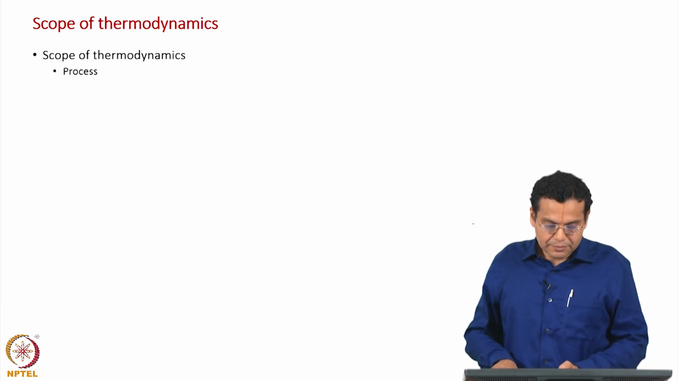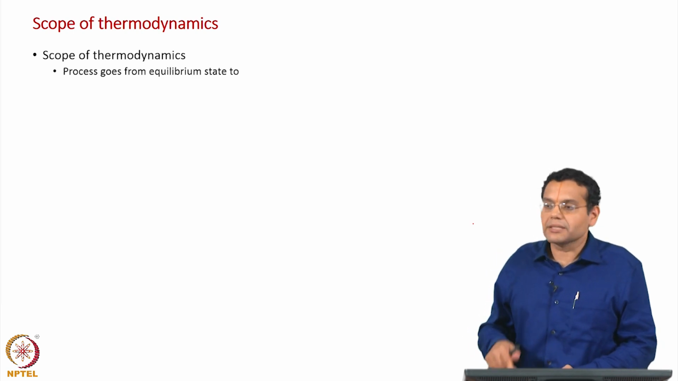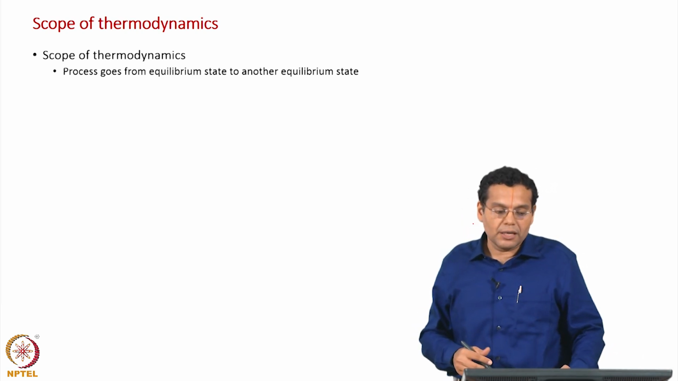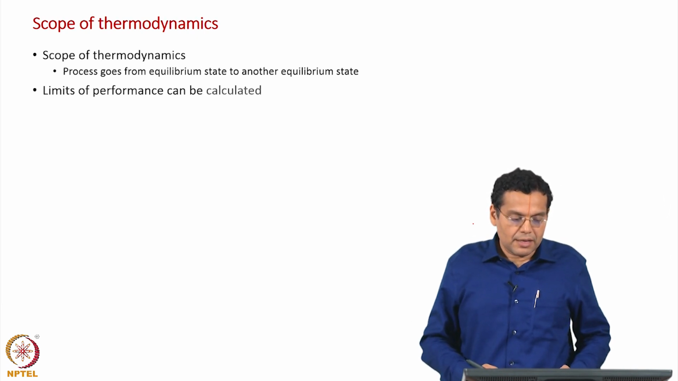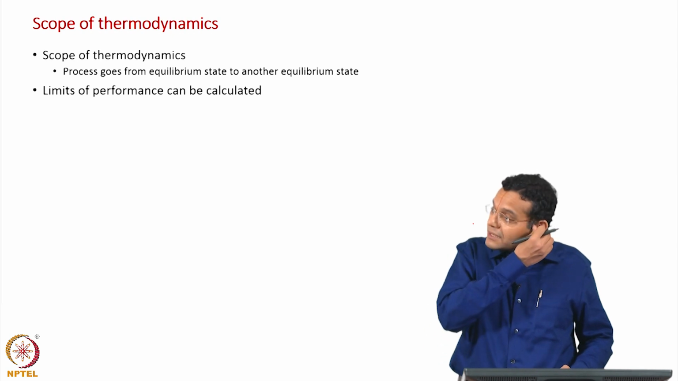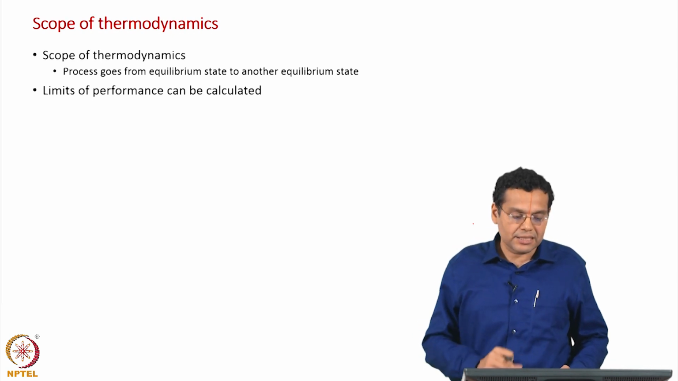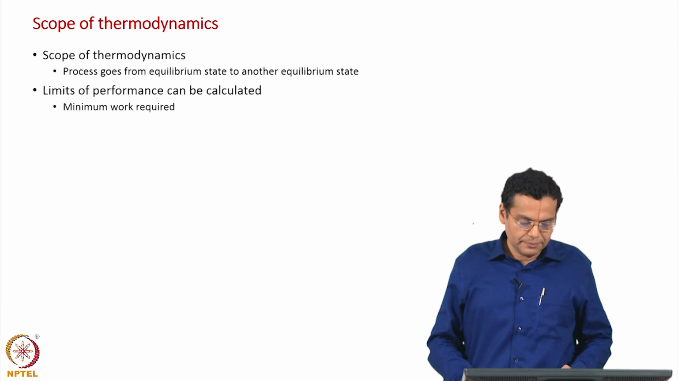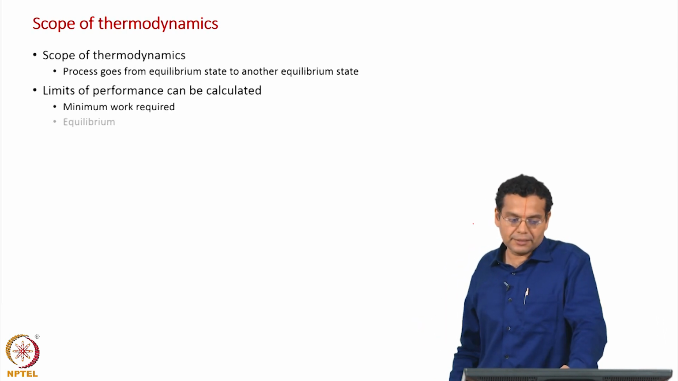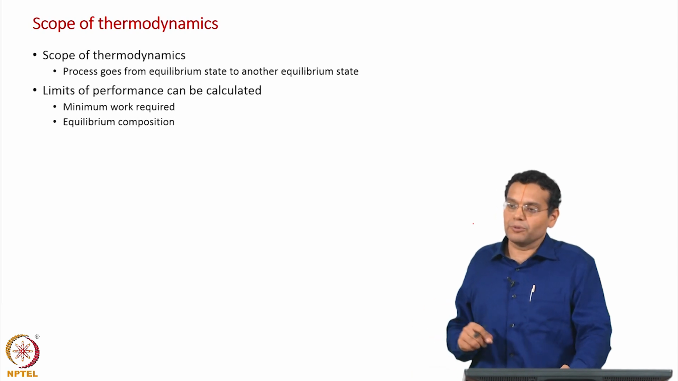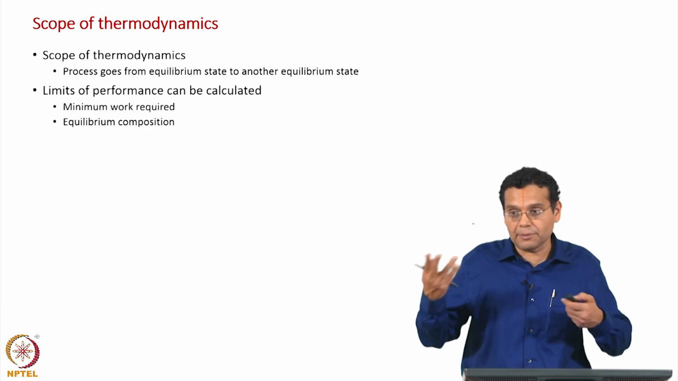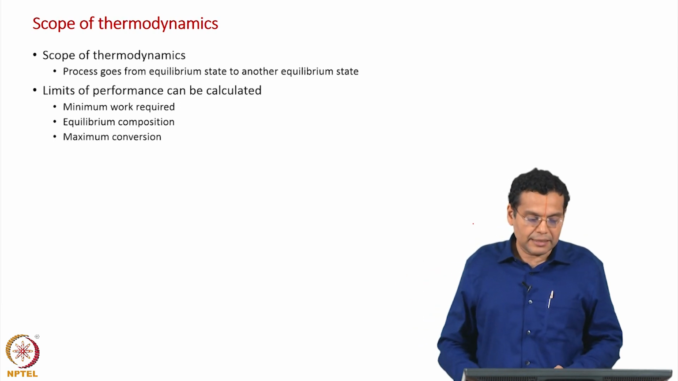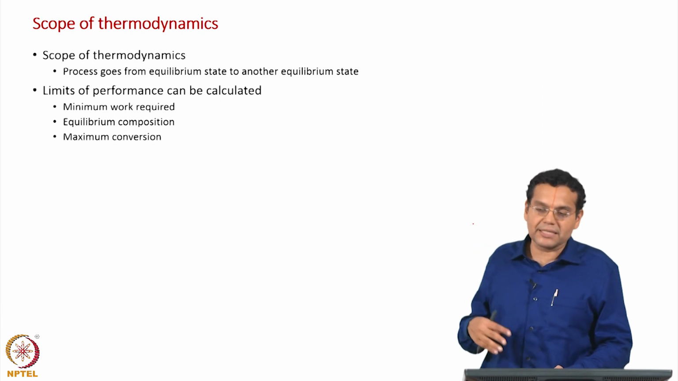Now, in thermodynamics we talk about a process going from one equilibrium state to another equilibrium state, and thermodynamics always gives us the limits of performance, as we have seen. For example, it gives the minimum work required in the compressor, the equilibrium composition, which is the composition you would attain if they were in contact for a very long time, and the maximum conversion possible in the reactor. So, it talks about minimum, maximum, equilibrium, etc.